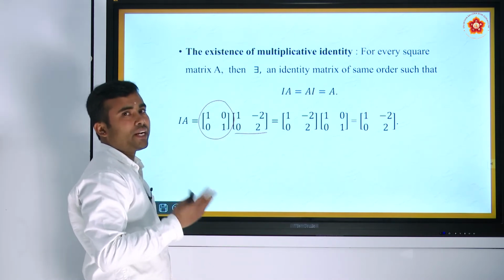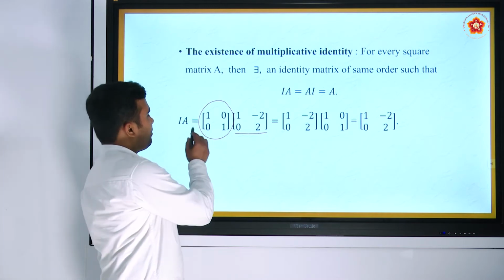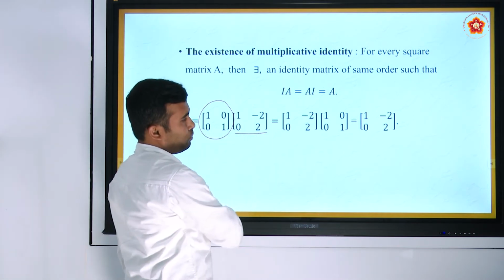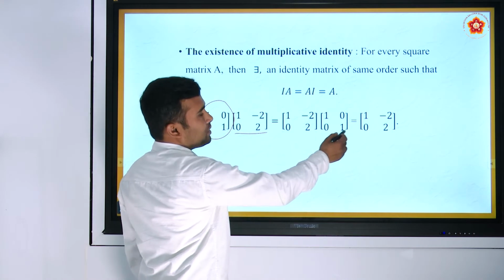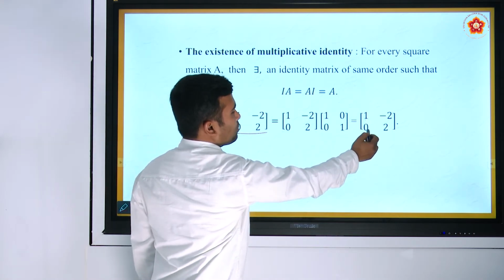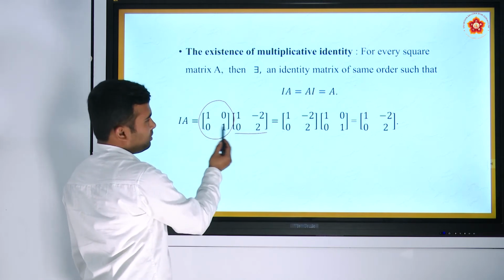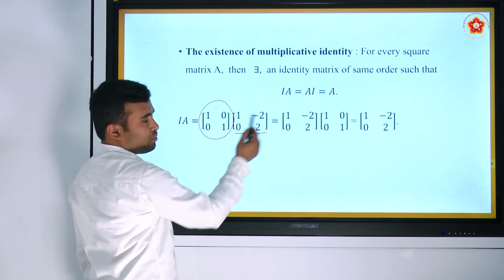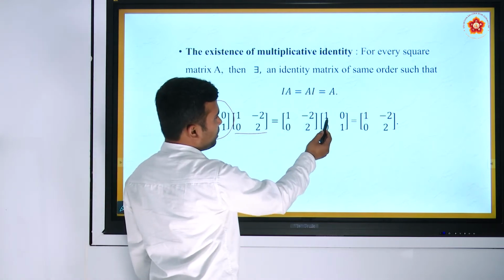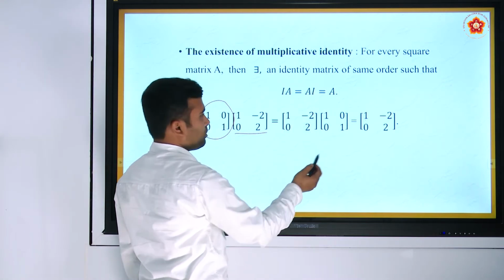Both the orders of A and I should be equal, and if I take I into A it is equal to A into I. Which is equal to what? 1, minus 2, 0, 2. So you can multiply 1 into 1 plus 0 into 0, which is 1, and for this also 1 into 1, 1, or minus 2 into 0, 0.